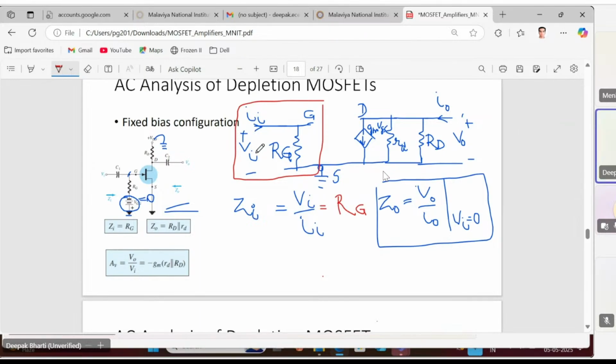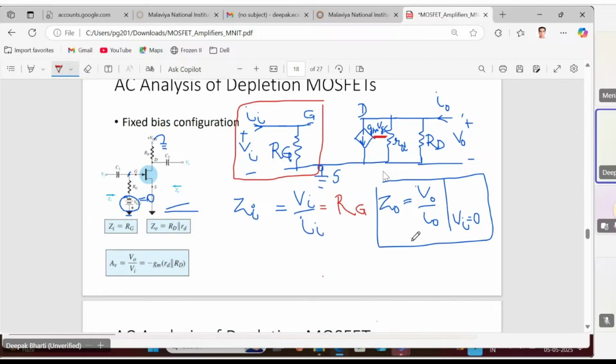Vi is put to 0. It means what? The RG is removed from the circuit because we have shorted that out, and VGS becomes 0, because in this particular circuit Vi is equal to VGS, and when Vi is put to 0, VGS also becomes 0. And what happens to then this dependent current source? The drain current, that is 0. Okay, so what is left in the circuit? The components which are left in the circuit are RD and small rd and capital RD.